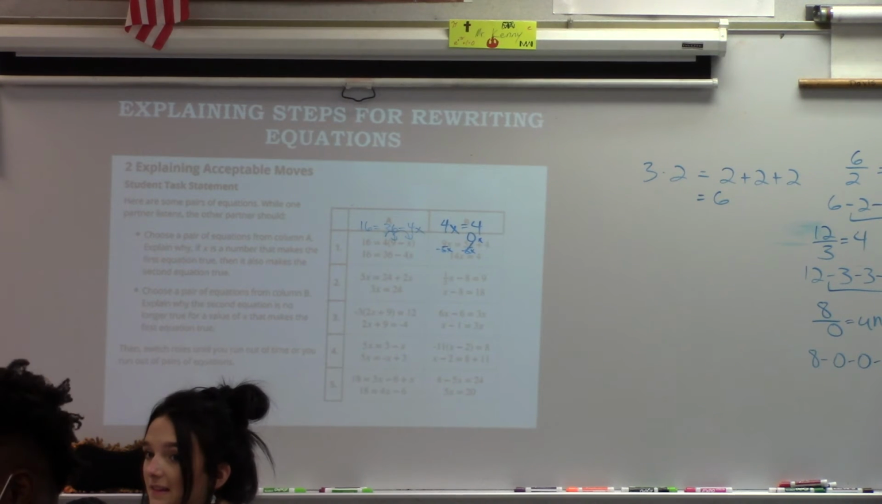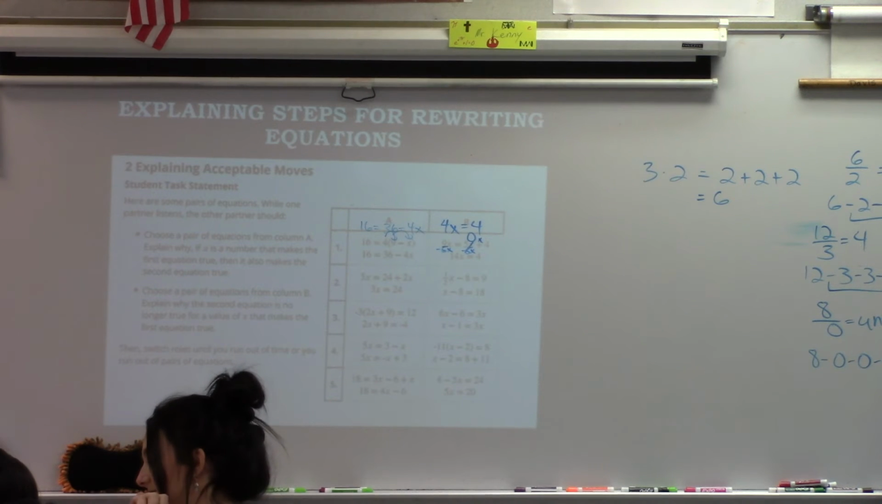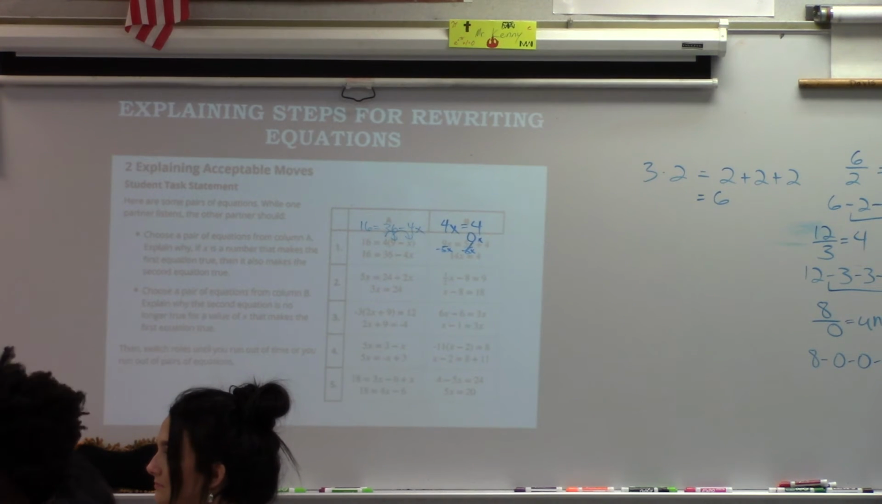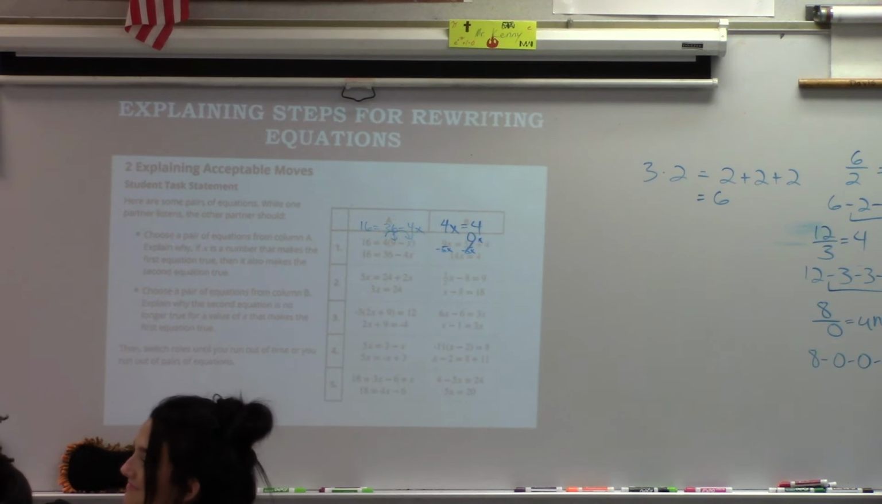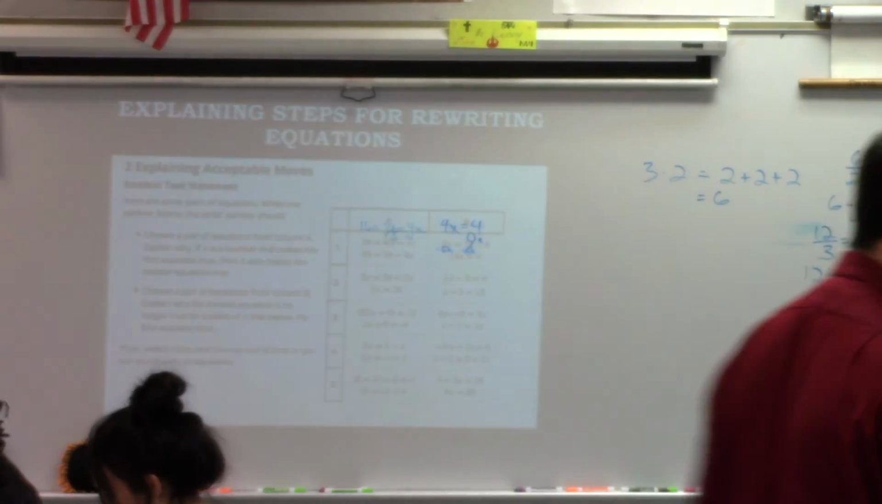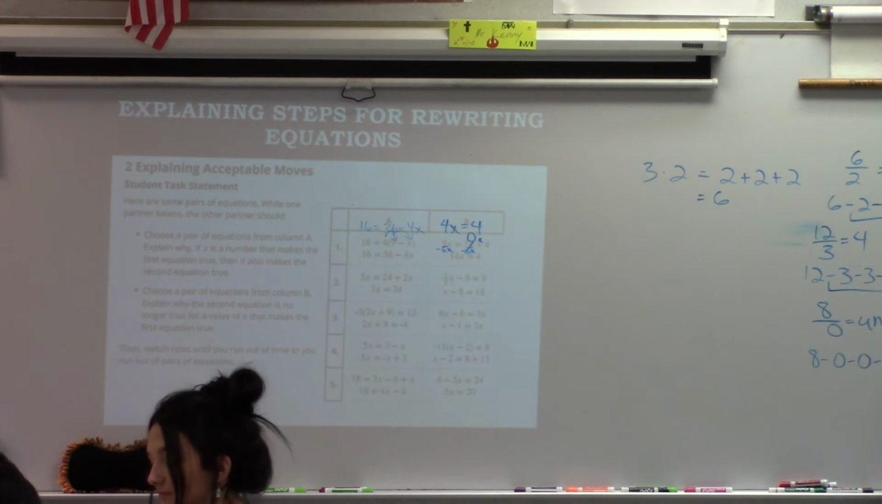Could you have also just added 2x and added 2x? Yeah. As long as I use, what property am I using there? Property of equality. Then I should get equivalent equations. Does that make sense? Alright, keep working on those. We should not need calculators right now.